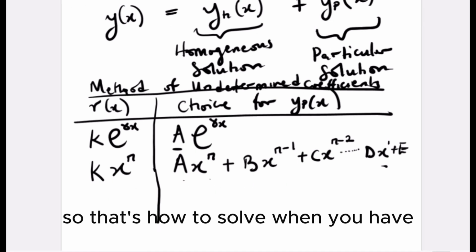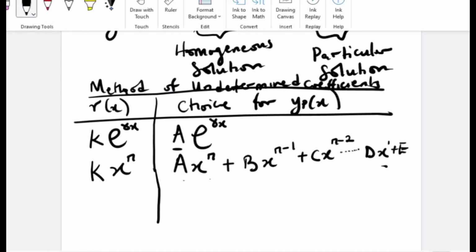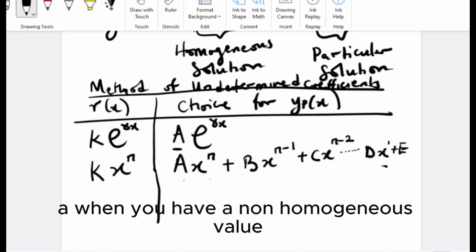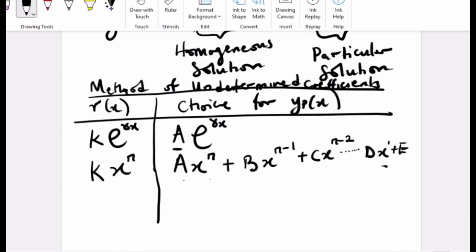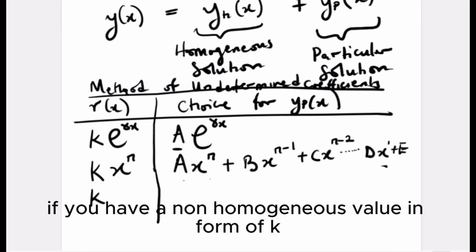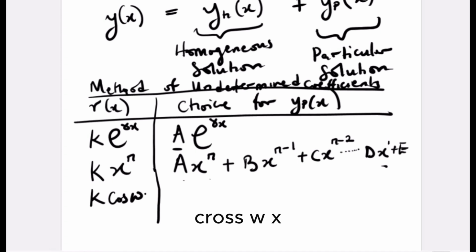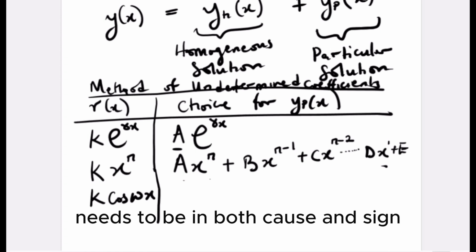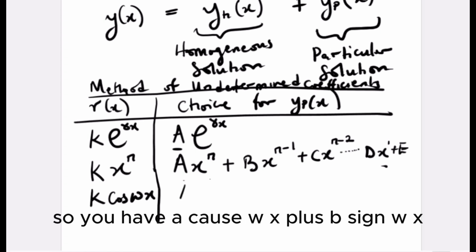So that's how to solve when you have a non-homogeneous value in the form of a power. And also, if you have a non-homogeneous value in the form of k cos wx, your particular solution needs to be in both cos and sine. Please don't forget that. So you have a cos wx plus b sine wx.